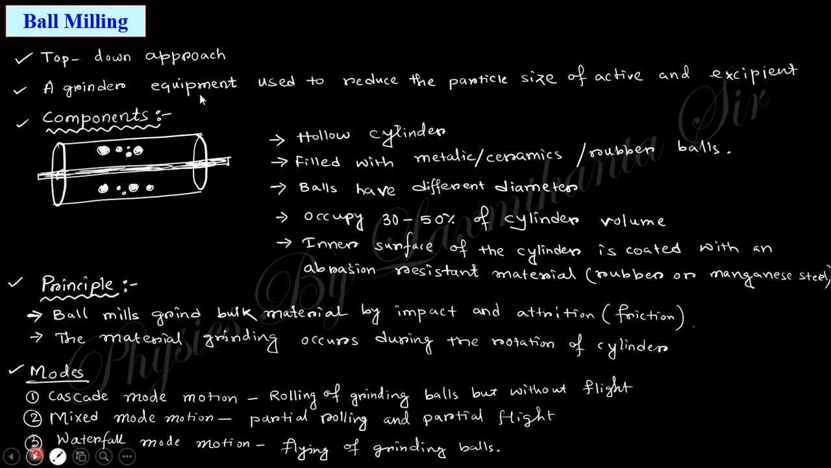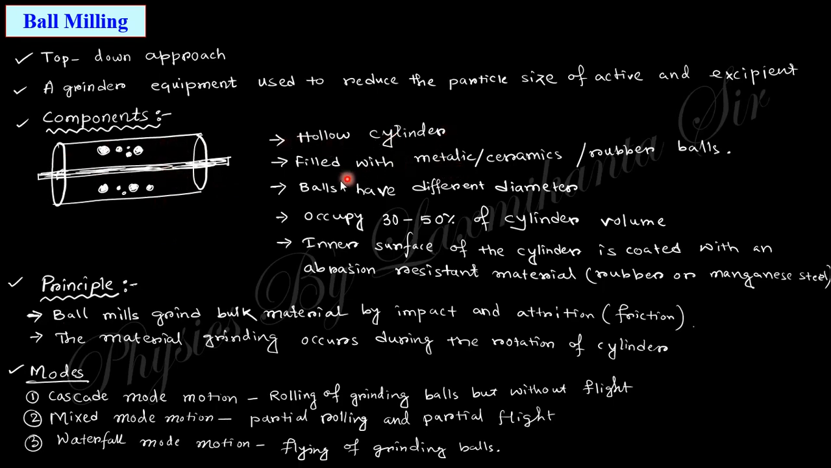Then the important synthesis method is the ball milling method. This is also a top-down approach. Actually, this is a cylinder type system, and there is an axis rod, and there are some balls. So this is like a blender system. If you put in the bulk material and rotate this cylinder, the crystal collides with the balls, makes smaller sizes, and makes the nanoparticles.